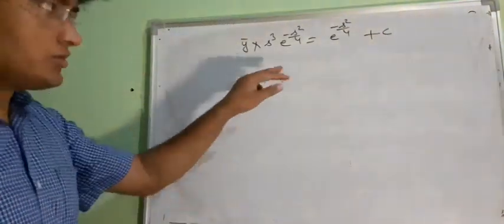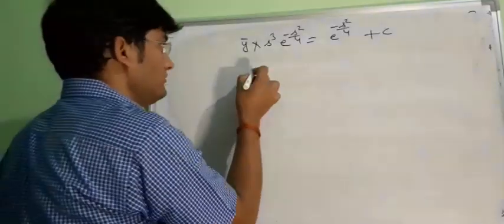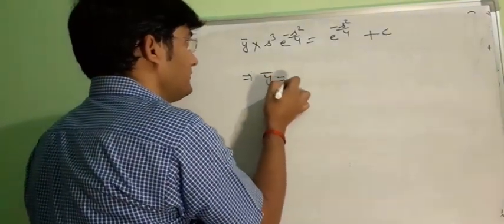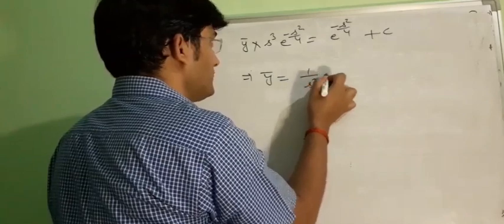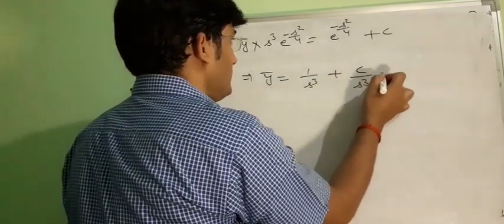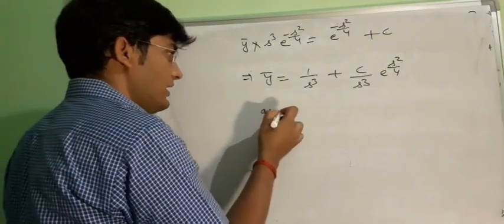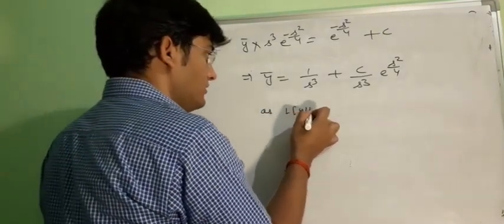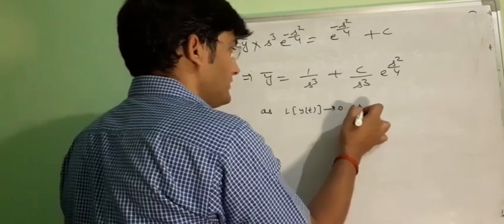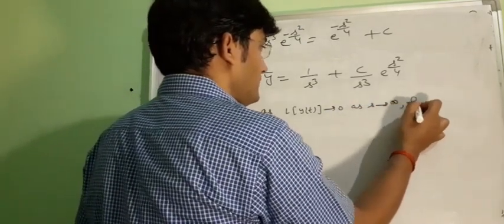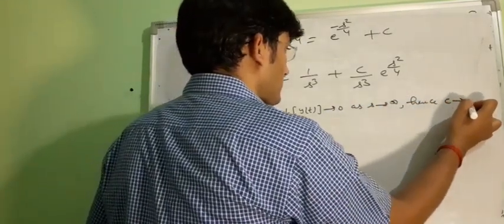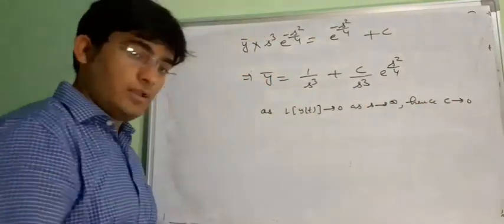Now let us divide this whole equation by this term. So our y bar will be 1 upon s cube plus c upon s cube e to the power s square by 4. Please note that as Laplace of y(t) tends to 0 as s tends to infinity, hence this c must be 0. Why?